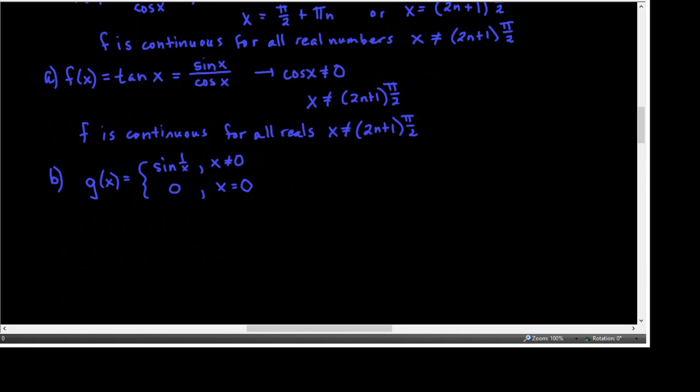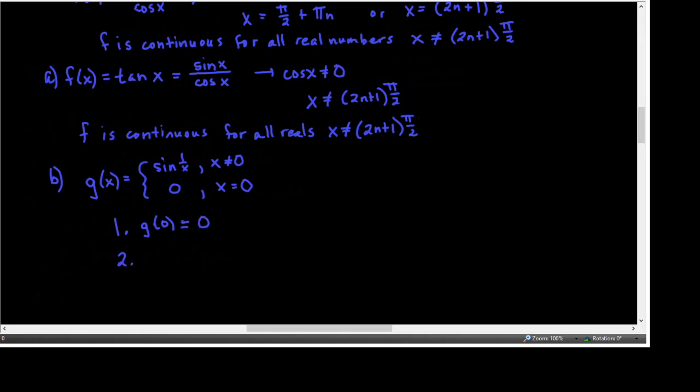So let's look at the limit to see if it exists, because we now know that g of 0 is 0. So let me write something here. Step 1 for continuity at a point is, does the substitution of 0 in there give you a real number? The answer is yes, it does.